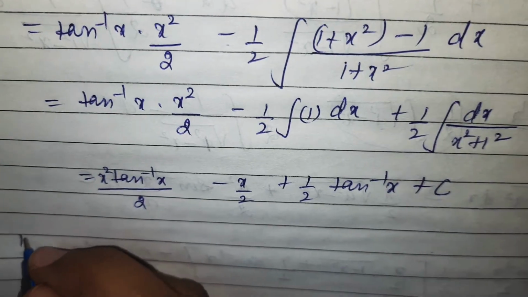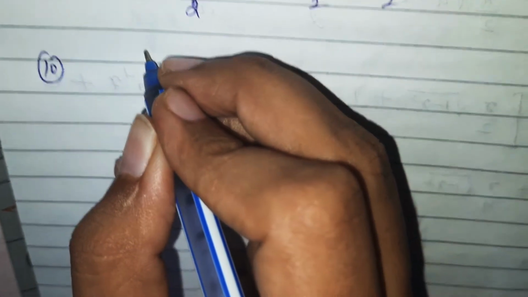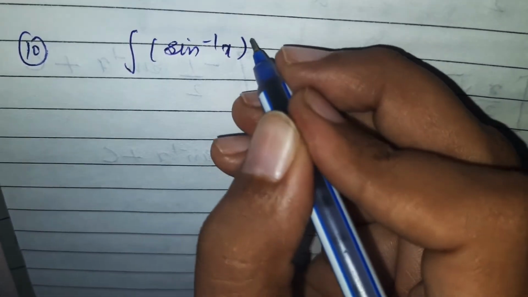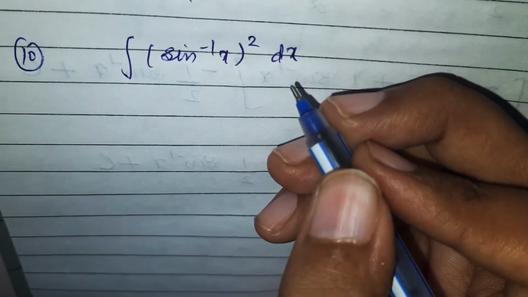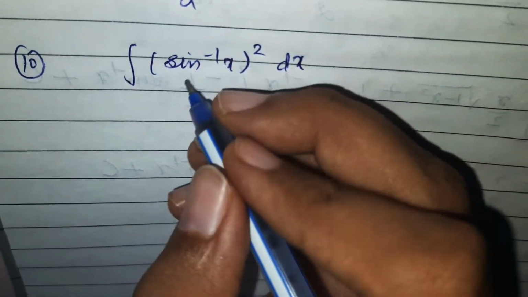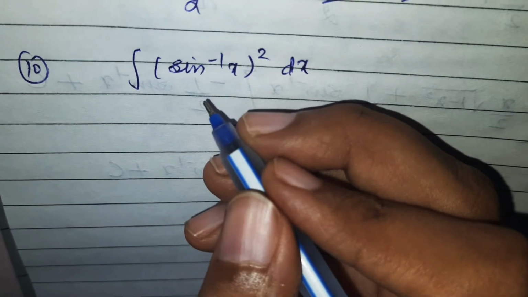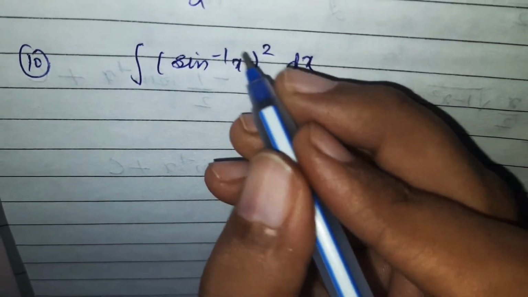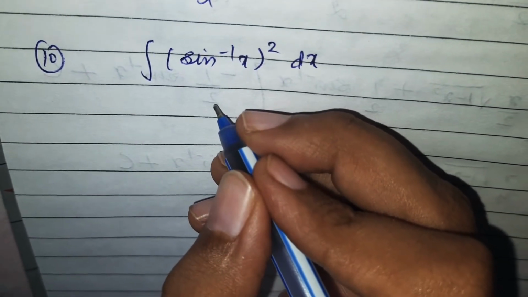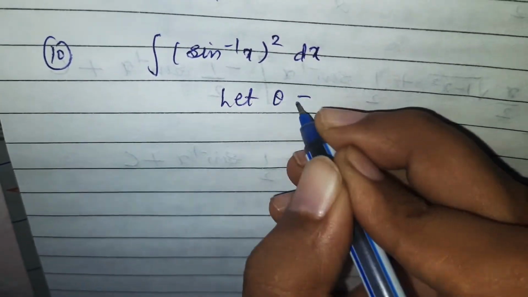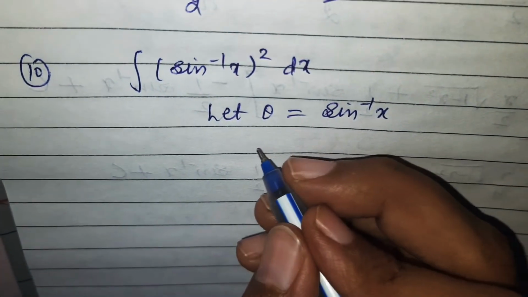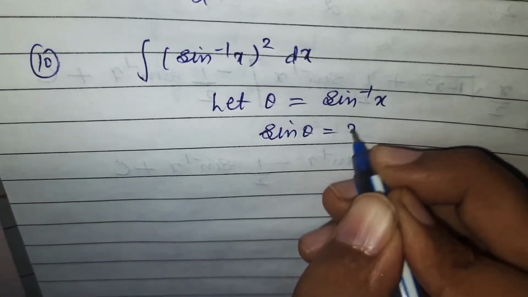Now come to question number 10. In question number 10, what you need to do? Question is integral of sine inverse x raised to the power square dx. So if I want to apply here, what I need to do? Sine inverse x square is given. Either I can do into 1, but it will make it complicated somehow, so it's better we go with let theta equal to sine inverse x. So sine theta is equivalent to x.